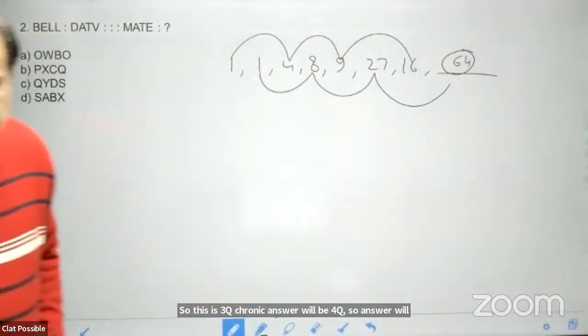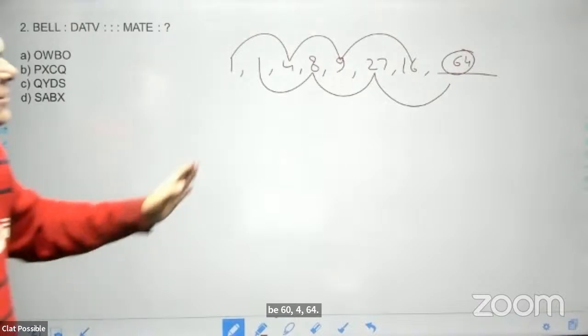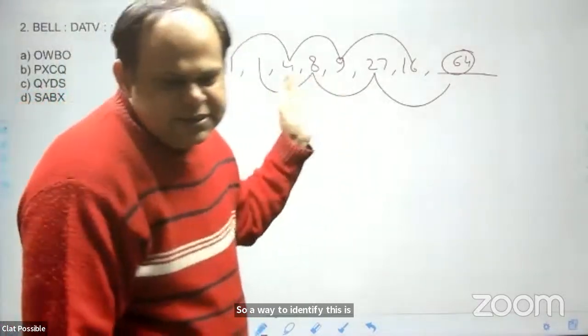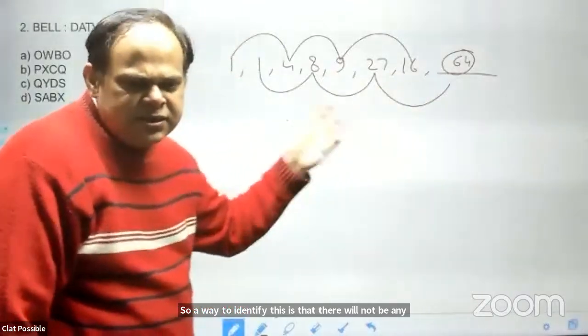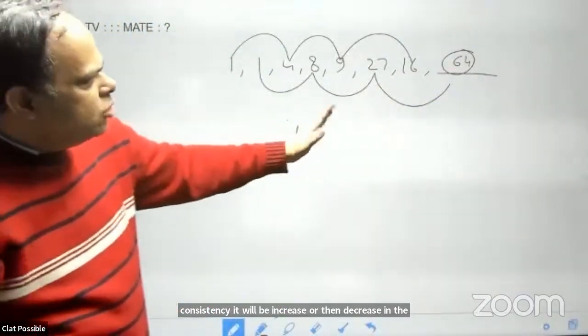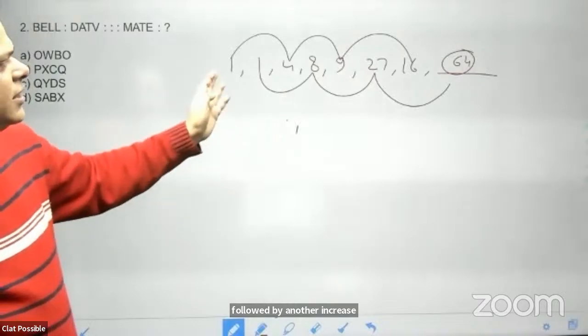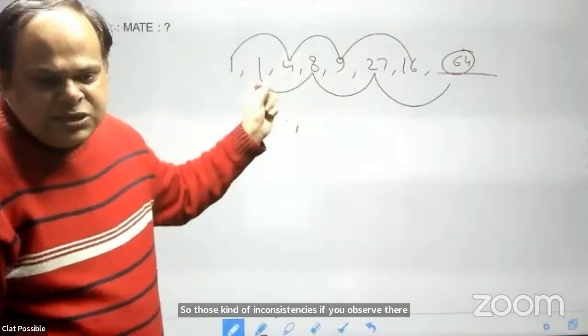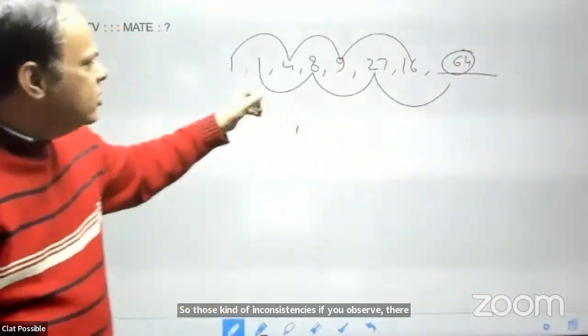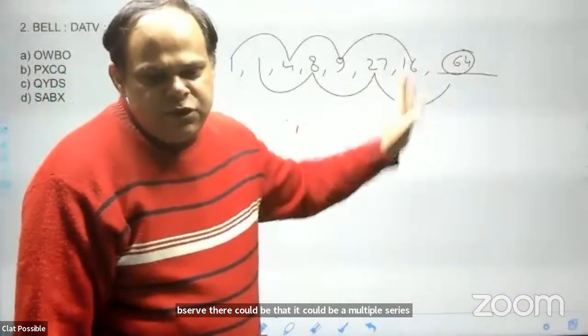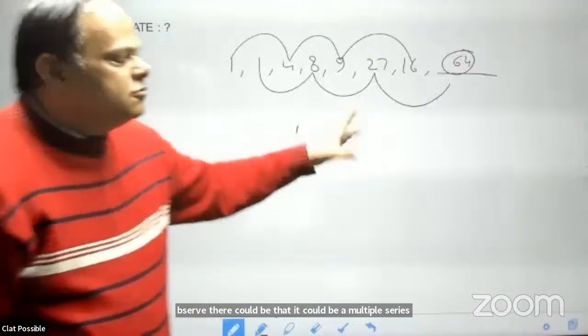A way to identify this is that there will not be any consistency. It will be an increase, then a decrease, and then followed by another increase. If you observe those kinds of inconsistencies, it could be multiple series joined together. So alternate terms are in one series, the series of squares. The other alternate series is the series of cubes. So this way you can form the series.